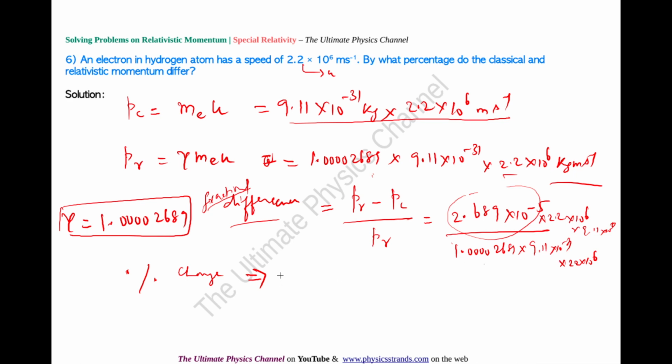Basically it is the difference. This is not significant anyway, and these are common terms. So if I do that out, I get 2.689 into 10 power minus 3 percentage, that is approximately 2.7 into 10 power minus 3 percentage, after multiplying by 100 here. I get the percentage change. That is the conclusion.